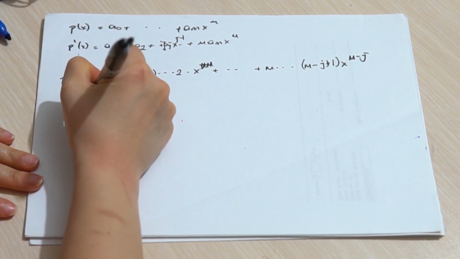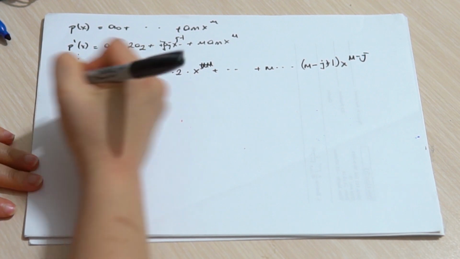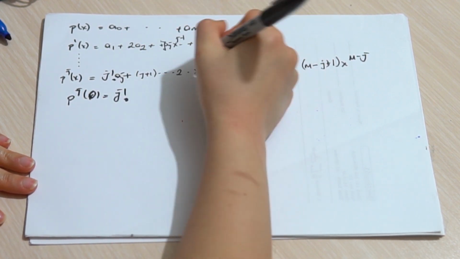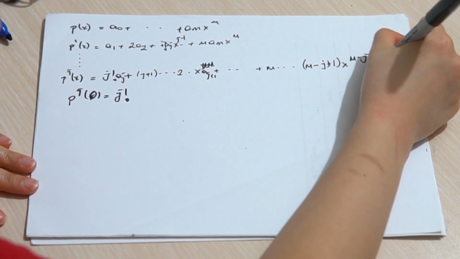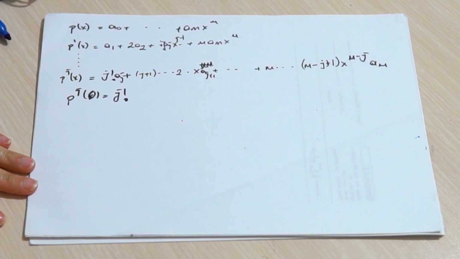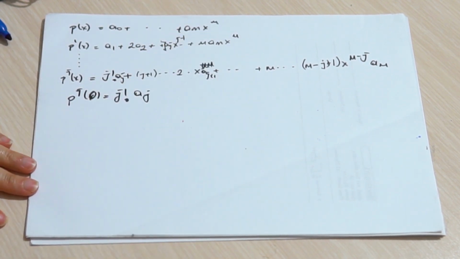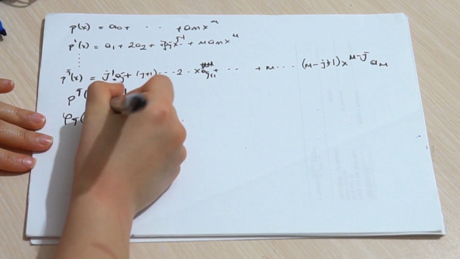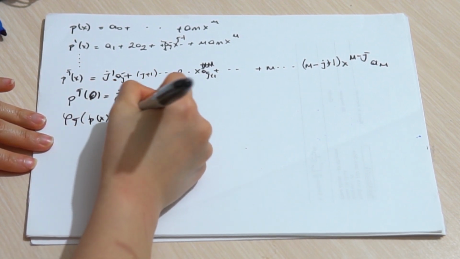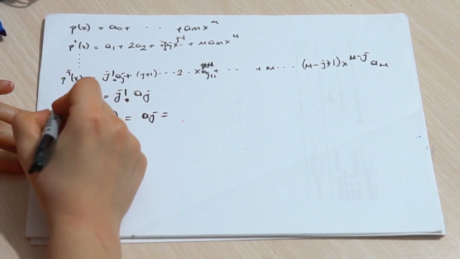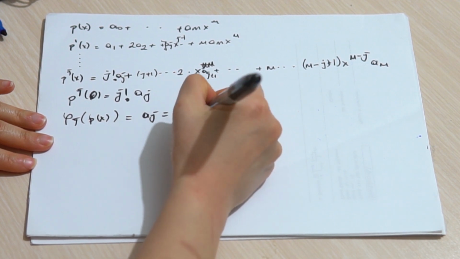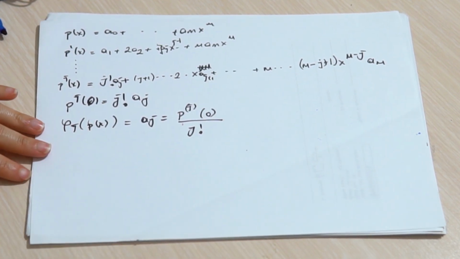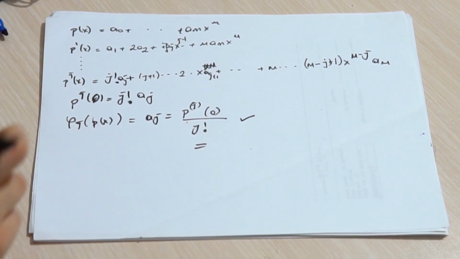So p^(j)(0) will be equal to, sorry, there is also j factorial times aj, then aj plus 1 here, and am here also. So p^(j)(0) is equal to j factorial times aj. So we find, as previously, that phi j of any p(x) will be equal to aj. So this aj is equal to the jth derivative of p at 0 over j factorial, right? We don't have j factorial here, so this is equal to this one. So this completes the question.